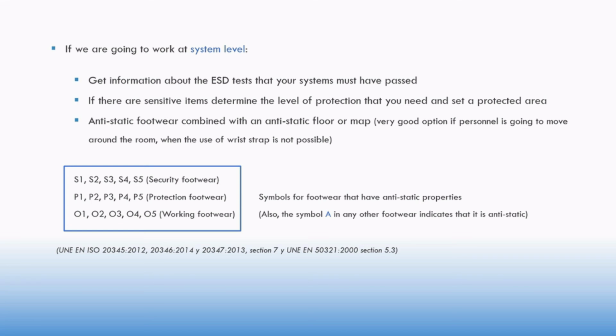Here we have some symbols for footwear that have antistatic properties. Also, the symbol A on any other footwear indicates that it is antistatic.